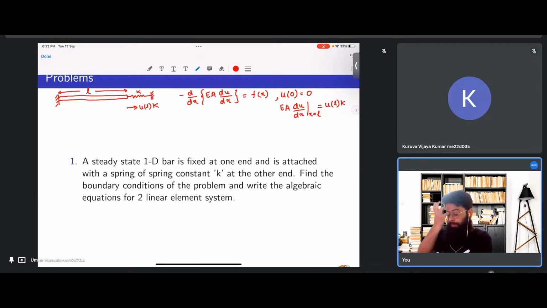UL times K. So whatever displacement at this point x equals L is multiplied by the spring constant. So these would be the boundary conditions for the problem, and we need to write the equations for the system. So considering it to be a single two-noded 1D element, we have this element. This is node 1, this is node 2. So what is the expression for Kij here?